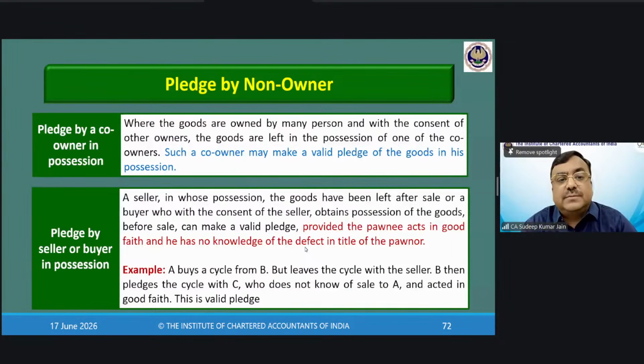Pledge by co-owner. Where the goods are owned by many persons, with the consent of the other owners the goods are left in the possession of one of the co-owners. Such a co-owner may make a valid pledge of the goods in his possession. Means if the goods are owned by many persons, with the consent of the other owners, such owner may make a valid pledge.